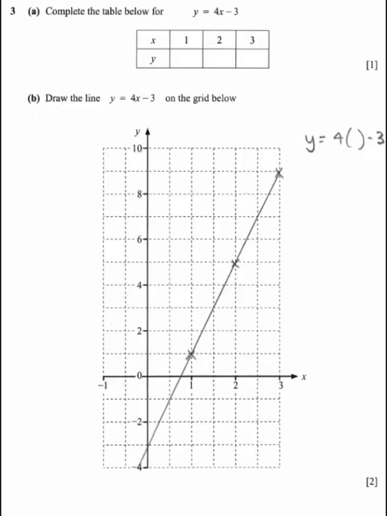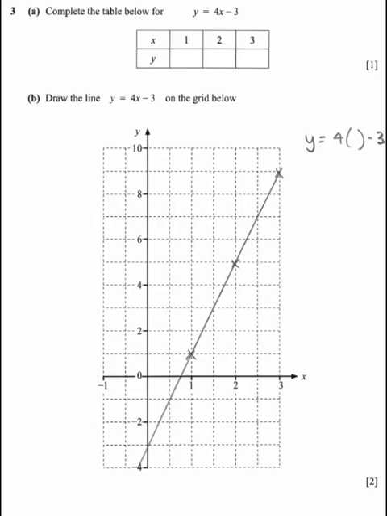So for question 3, it says complete the table below for y equals 4x minus 3. So we've got 1, 2, 3 as the x components of it, and that's taken from the graph here. So what you're looking for here in the table, you can see the equation is y equals 4 multiplied by x, take away 3.